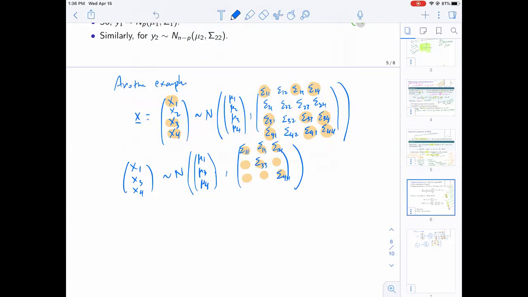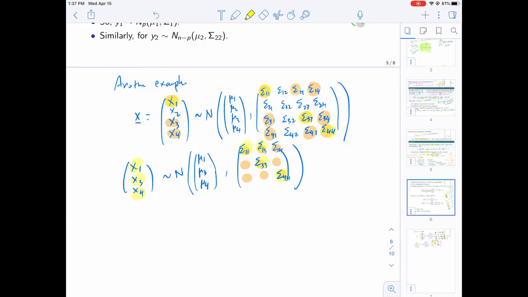You can easily verify that, because the first element here has to be the variance of x1, and it's the variance of x1 also in this case. The second element has to be the variance of x3, which is here in this matrix. And the third element has to be the variance of x4, which is this one. Then this entry would be the covariance of x1 and x3, which in this matrix is going to be this element, and so on.